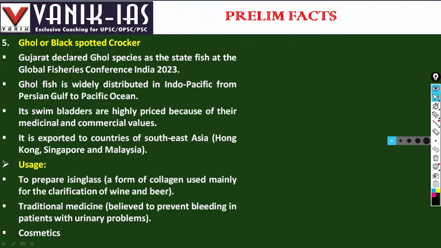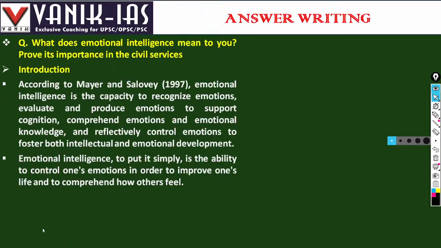Gujarat declared the Ghol species as the state fish at the Global Fisheries Conference India 2023. Ghol is widely distributed in the Indo-Pacific from the Persian Gulf to the Pacific Ocean. Its swim bladders are large and highly priced because of their medicinal and commercial value. It is exported to countries of Southeast Asia, Hong Kong, Singapore, and Malaysia. They are used to prepare isinglass, a form of collagen used mainly for the clarification of wine and beer. In traditional medicine it is believed to prevent bleeding in patients with urinary problems, and it is also used in cosmetics.